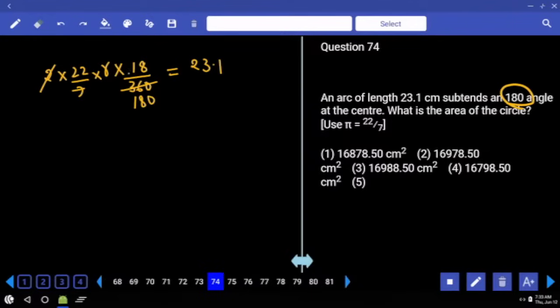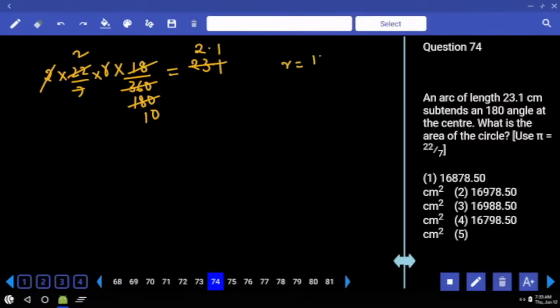18 divided by 360, 10 times. Don't change it, keep it as it is. 11 2 times. 2.1 times. 10 goes to the other side. 21, 7 goes to the other side. 147. Radius is equal to 147 divided by 2.